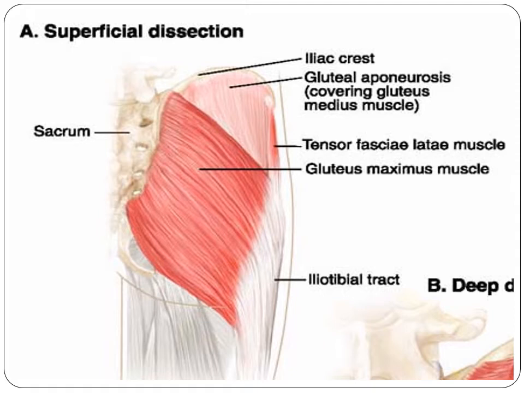Now, deep to the gluteus maximus, you can see the thickened deep fascia, the gluteal aponeurosis, which covers the gluteus medius and minimus muscles. Anteriorly there is the tensor fascia lata.